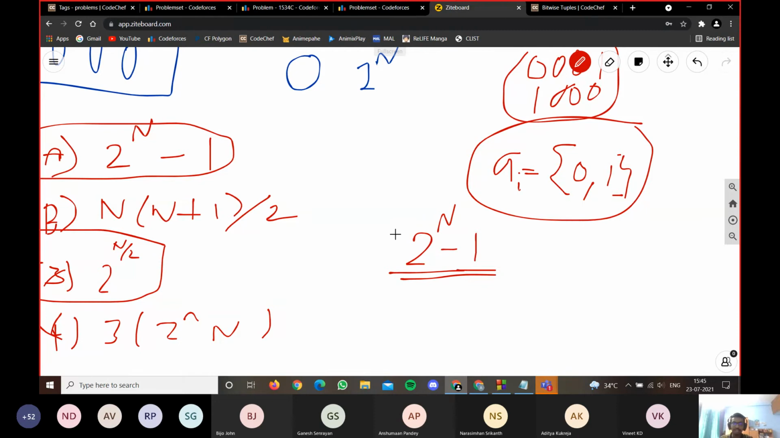Now, what do you think will happen if the number has m bits and I want the bitwise AND of the numbers to be 0? For 1 bit, this is the answer. What do you think the answer is for m bits? Can you put it in the chat?